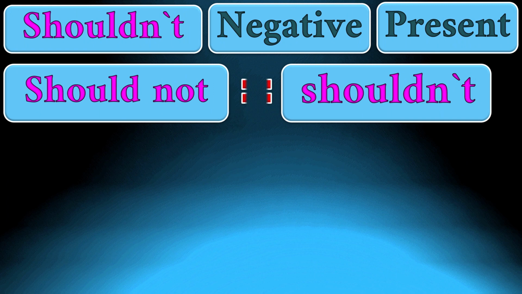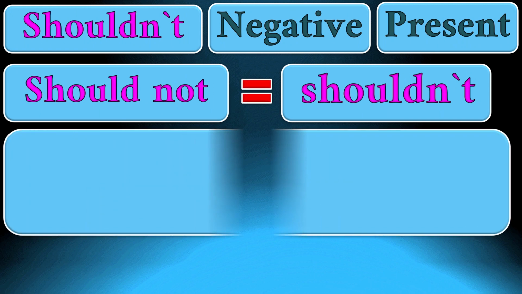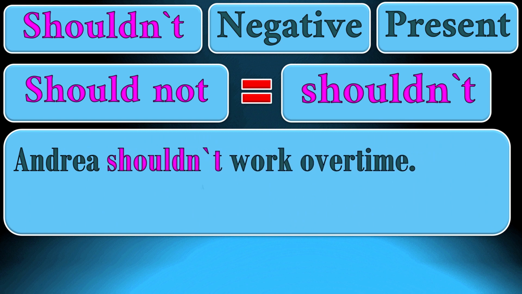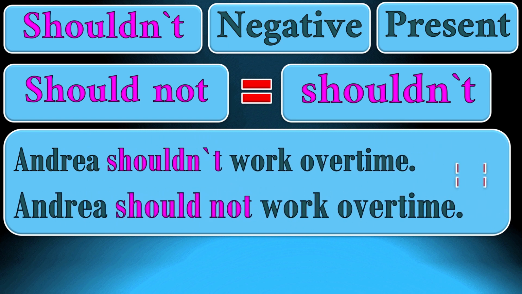Shouldn't, it's a contraction from should not. We use it to make a sentence negative. Look at the sentences. Andrea shouldn't work overtime. Andrea should not work overtime. These sentences are equal.